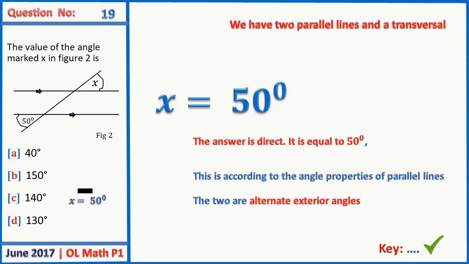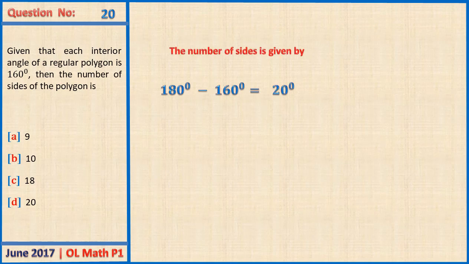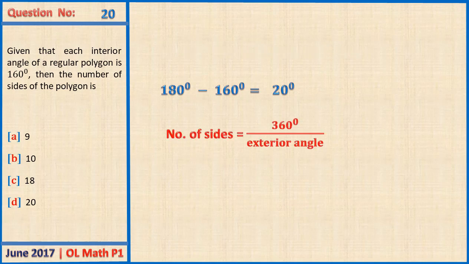Question number 20. Given that each interior angle of a polygon is 160 degrees, the number of sides of the polygon is. Let us first start by calculating the exterior angle. The exterior angle is given by 180 minus the interior angle, giving us 20 degrees. Second, the number of sides is given by the formula 360 degrees divided by the exterior angle. So 360 divided by 20 gives us 18. So there are 18 sides in this polygon.